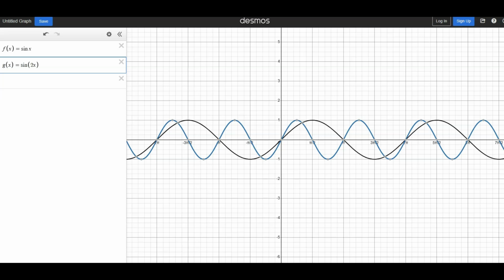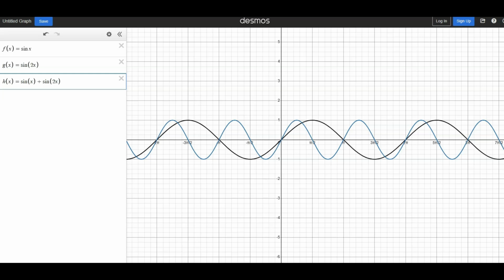What I want to show you, though, is we've got the original sine wave and now a transformed version of it. And if I now add those two together, in other words, if I take a third function, which I will call h of x, which is sine of x plus sine of 2x, what will the graph of that combination of these two functions look like? That sum of those functions.